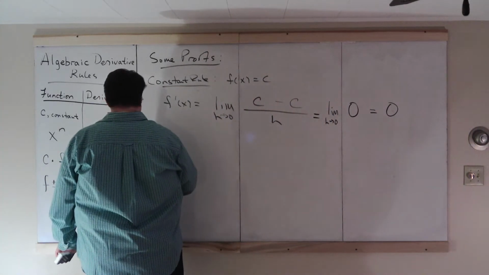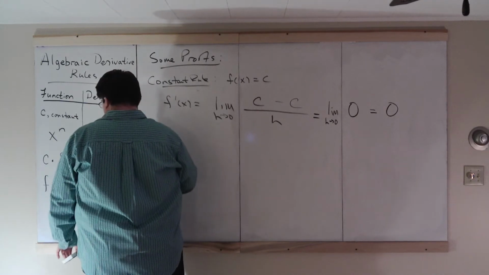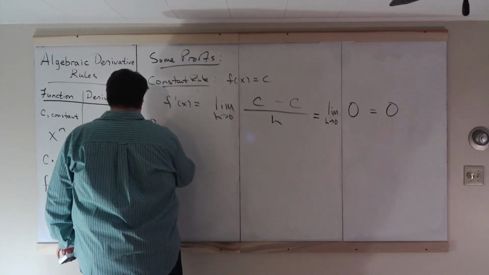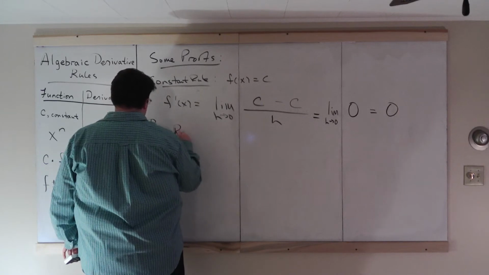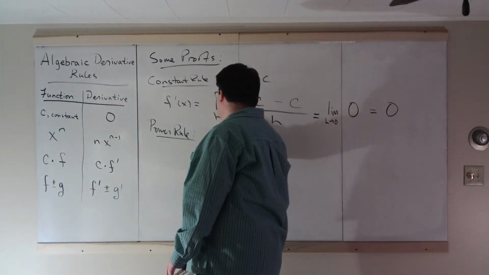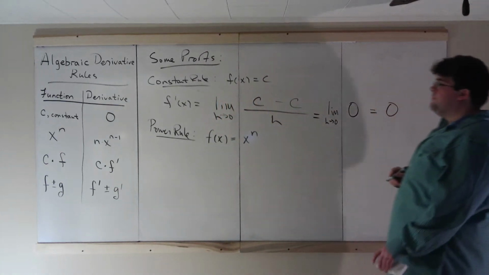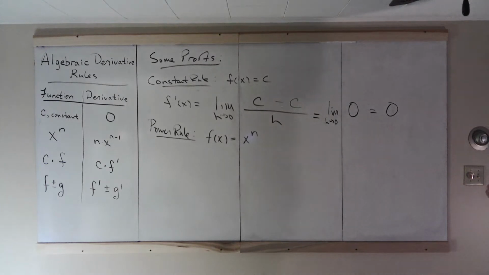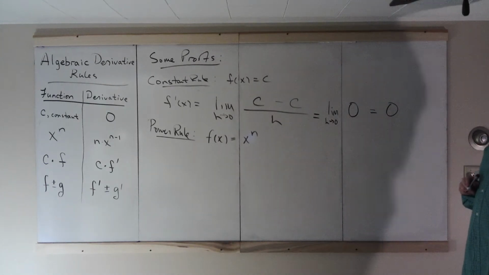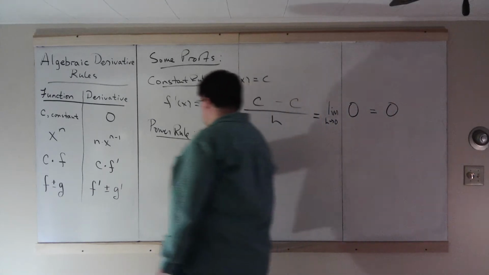I'm going to do the power rule in a moment. I guess I'll just do it next. The power rule is actually more difficult to prove than the constant rule, the constant multiple rule, and the sum difference rule, and arguably more difficult than the product and quotient rules. But let's look at this.